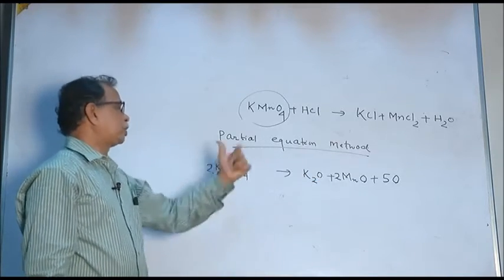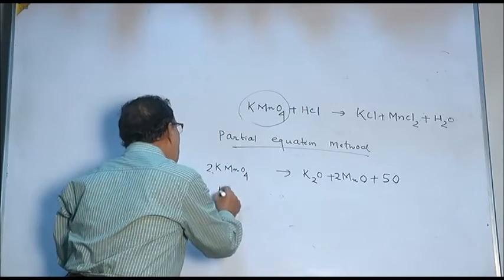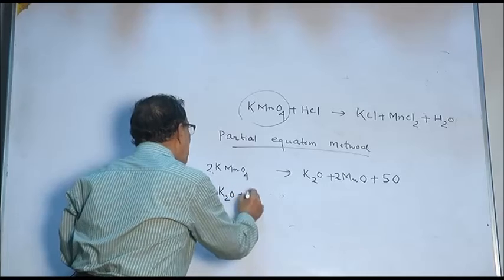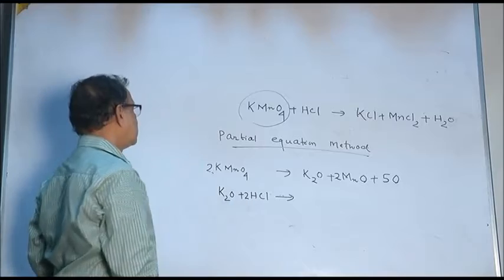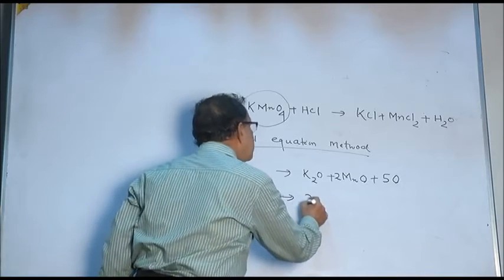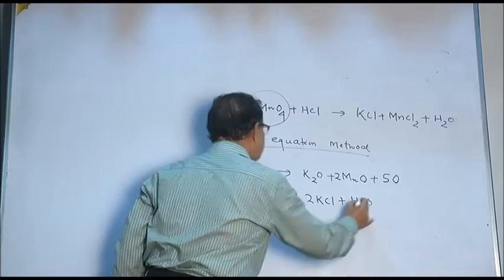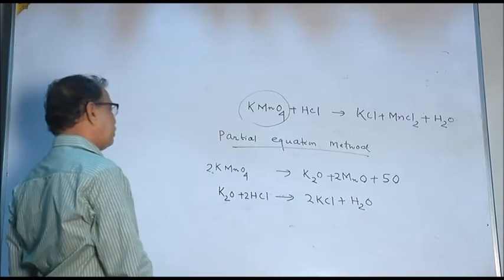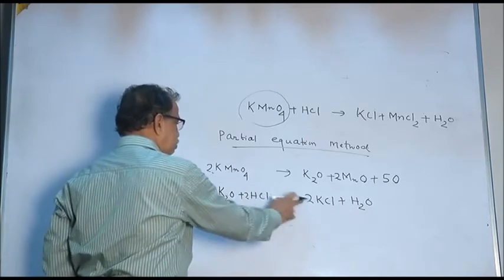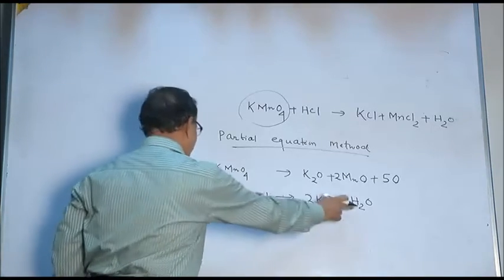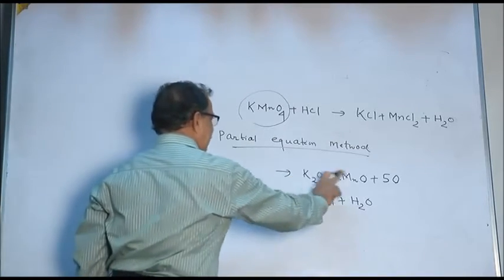We have made the bigger molecule smaller. Each part then reacts with HCl. Simple K2O plus HCl forms 2 KCl plus H2O. Is it balanced? Simple balance by the integral method: 2K, 2K, 2Cl, 2Cl, 2H, 2H, 1O, 1O. Alright, then KCl is there.